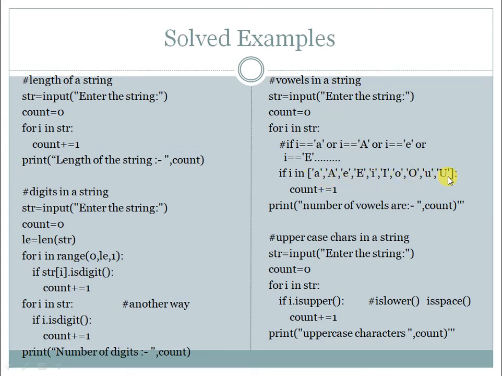and capital letters, in a list. That means it becomes a sequence. So you can use this membership operator in, and you can check the number of vowels. So for i in str, it will check all the characters of the string. If a particular character belongs to this list having these 10 elements, it will increase the count, and at the end of the program it will give the total number of vowels.